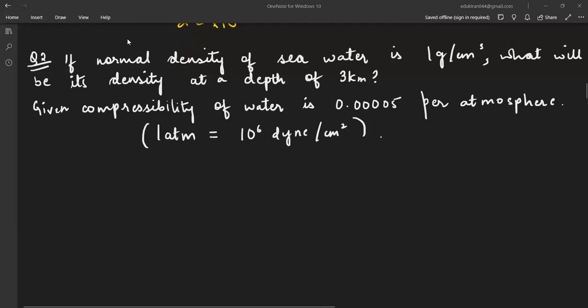See, this question says that if normal density of seawater is 1 gram per centimeter cube, what will be its density at a depth of 3 kilometers? Given compressibility of water is 0.00005 per atmosphere. See, 1 atm is equal to 10 to the power 6 dyne per centimeter square. This I would suggest you remember if you could, because in this question it is given, and in most of the questions it will not be given.